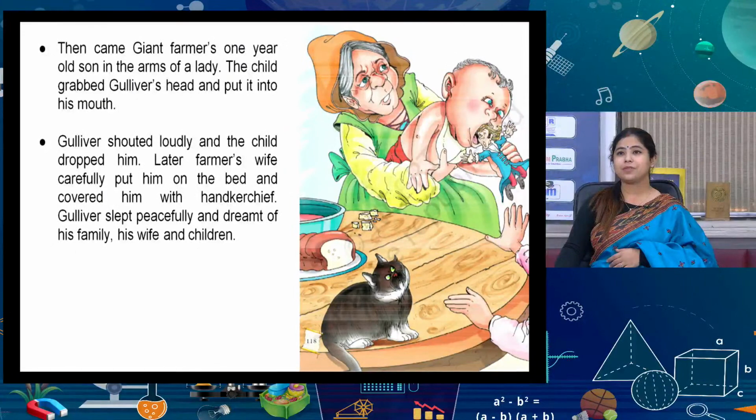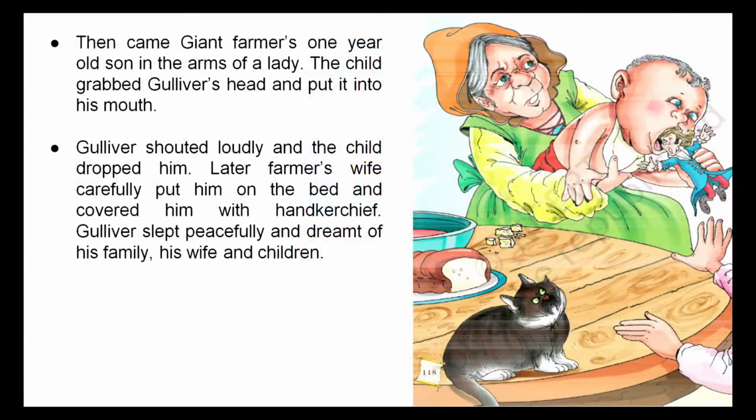Now Gulliver shouted loudly and the child dropped him. Later the farmer's wife carefully put him on the bed, to whom? To Gulliver, and covered him with a handkerchief. So you can see the handkerchief is working as a bed sheet for Gulliver. He was so tiny in front of these huge creatures. Gulliver slept peacefully and dreamt of his family. He was missing his family, his wife and children. So this is how we have compared Gulliver's size with these creatures on this giant island.